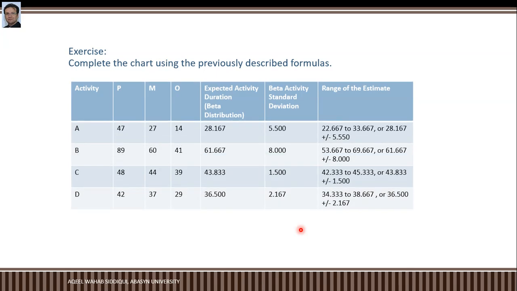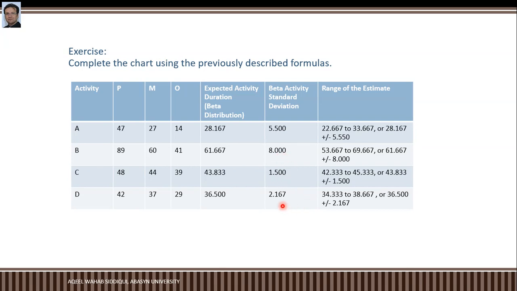In this column, based on the formula pessimistic plus 4 into most likely plus optimistic divided by 6, we have 28.16, 61.667, 43.833 and 36.500. Whereas in beta activity standard deviation, the formula was pessimistic minus optimistic divided by 6. So the result is pessimistic is 47, optimistic is 14, and then you will divide the value by 6. So here is the answer: 5.500, 8.000, 1.500, 2.167.